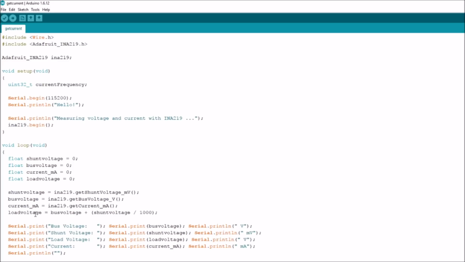I think this should be supply voltage, because if you add the bus voltage, which is the load voltage, to the shunt voltage, what you get is the voltage on the positive side of the shunt resistor, and that's the supply voltage. So this shouldn't be called load voltage, it should be called supply voltage. And in fact, I don't need to do a calculation to calculate load voltage, because load voltage is bus voltage.